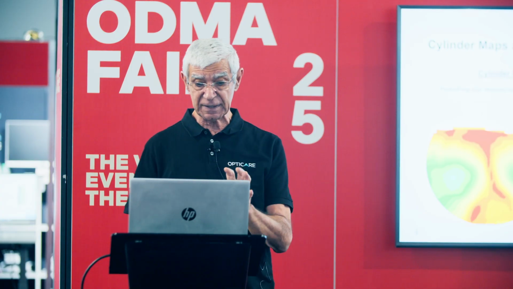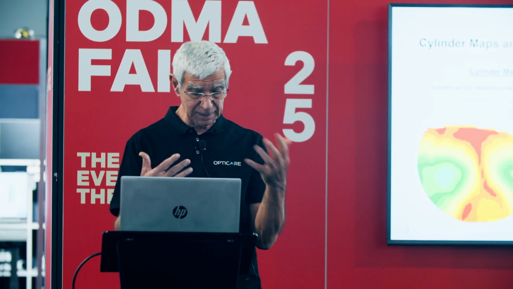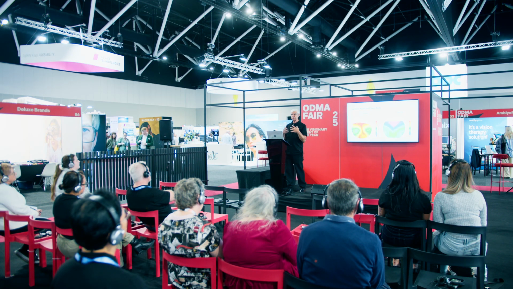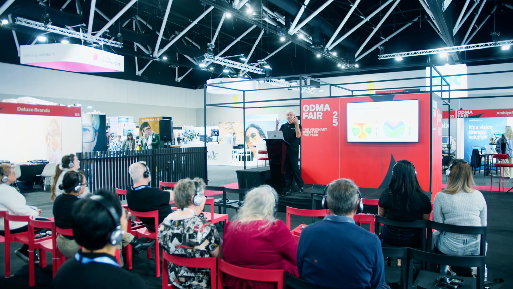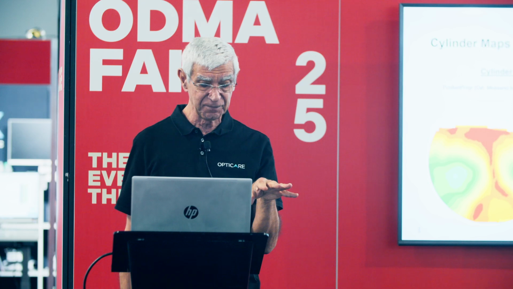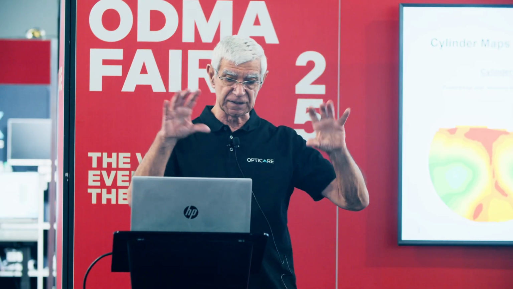Very simply explained, the cylinder map is the amount of unwanted cylinder that you get in a lens to create the power you want for that particular script. What you aim for is the least amount of cylinder in a lens design to give the patient maximum fields of view for distance, intermediate and near. So we want to keep the cylinder as low as we can, keep the distortions as low as we can, and control where the distortions are.